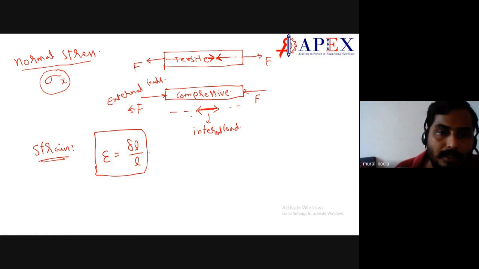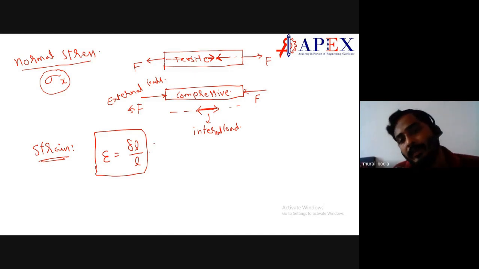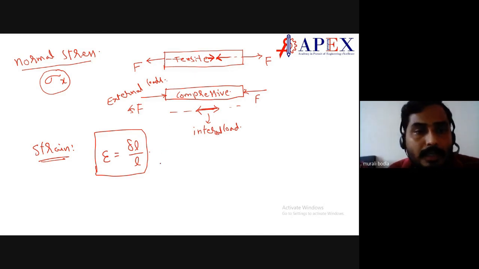But one thing is clear, that these two things are happening, the development of internal stress and the change of length. Both are happening at the same time for the same kind of operation, that is, the external load scenario. So that means there should be a relation between these two quantities. That was first developed by Hooke, so that's why we call it Hooke's law.